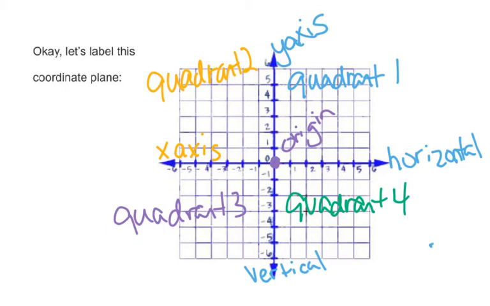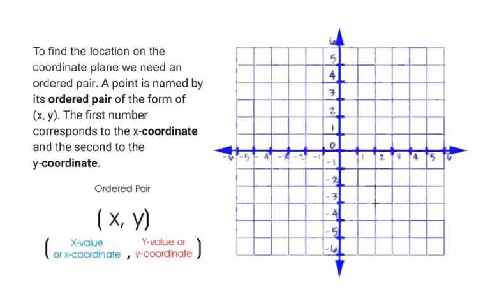Horizontal is going this way towards the horizon, which would be the equator, if you want to think of it that way. And then you have the y-axis going up and down through here. This is our coordinate plane, and we're going to learn how to take points and put them on there.